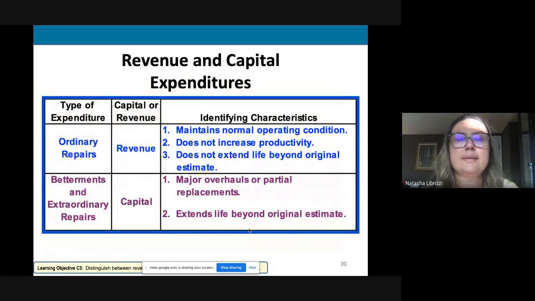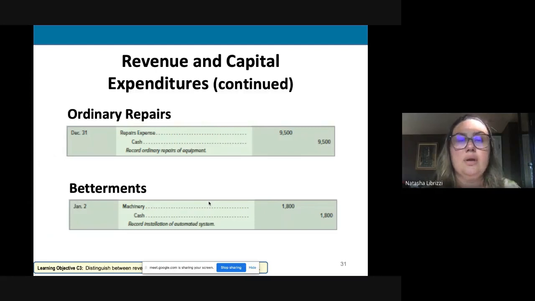So this is kind of a summary. Ordinary repairs maintain normal operating condition, do not increase productivity, and do not extend life. The capital ones would extend life and would increase production of the asset. Ordinary expenses would be booked and will go on that year's income statement. Betterment of an asset will go on the balance sheet and will be included in depreciation expense for that year.